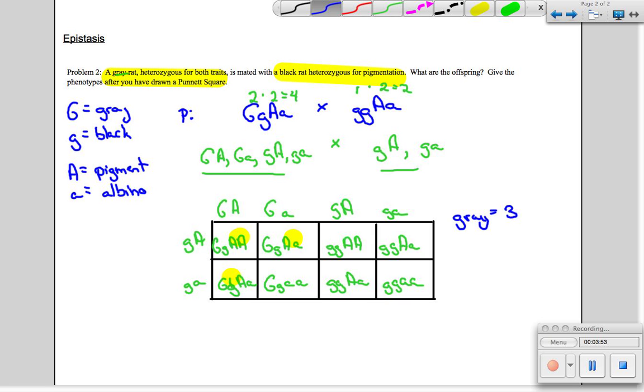Let's consider the next square. Here I have a black offspring. Black because they're double recessive for color, and they have at least 1 copy of the pigmentation allele, so I can see that they have that color. So here's black. Here's a second black offspring. And a third black offspring. So I have 3 offspring who are black.